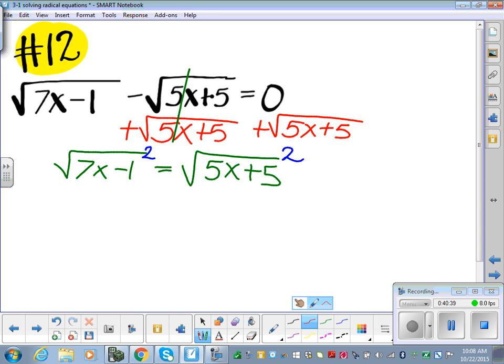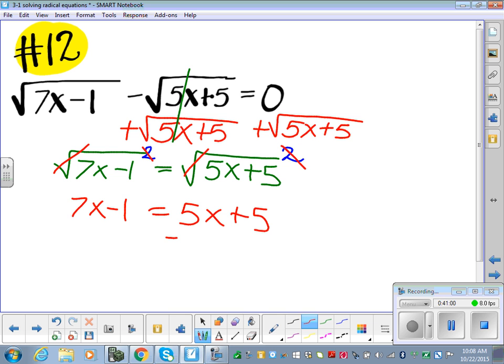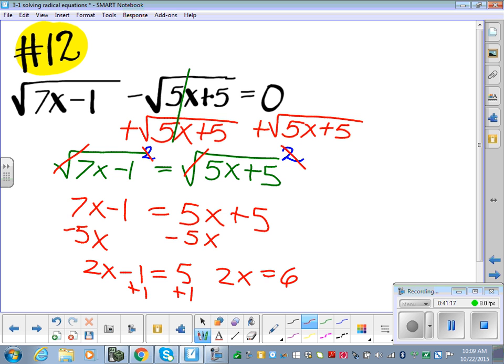Well, luckily in this one, our root cancels out with our power, leaving us with x minus 1. Over here, on the right, our root cancels out with our power and gives us 5x plus 5. Then from there, to solve for x, wouldn't we just algebraically get x alone? So I'm going to subtract 5x from both sides. We have 2x minus 1 is equal to 5. Add 1. So we have 2x is equal to 6. Divide both sides by 2. So we get x is equal to 3.